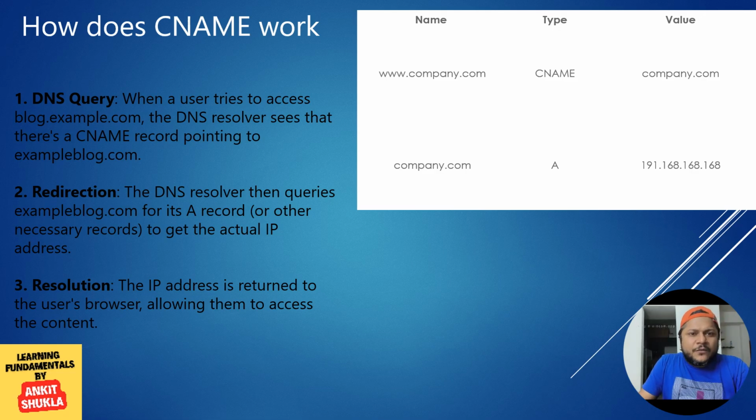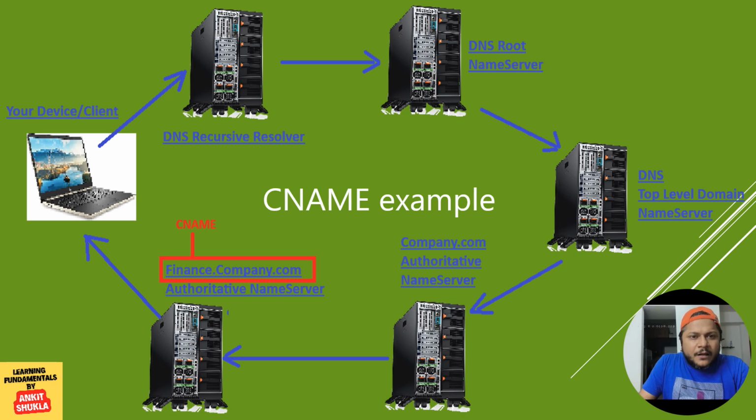Let's see another example of CNAME. In this example, a person opens the web page finance.company.com. The DNS recursive resolver runs the query through the DNS root server, which in turn gives the information to the TLD servers. Then the TLD name server routes the query to the authoritative name server of company.com, the root domain.